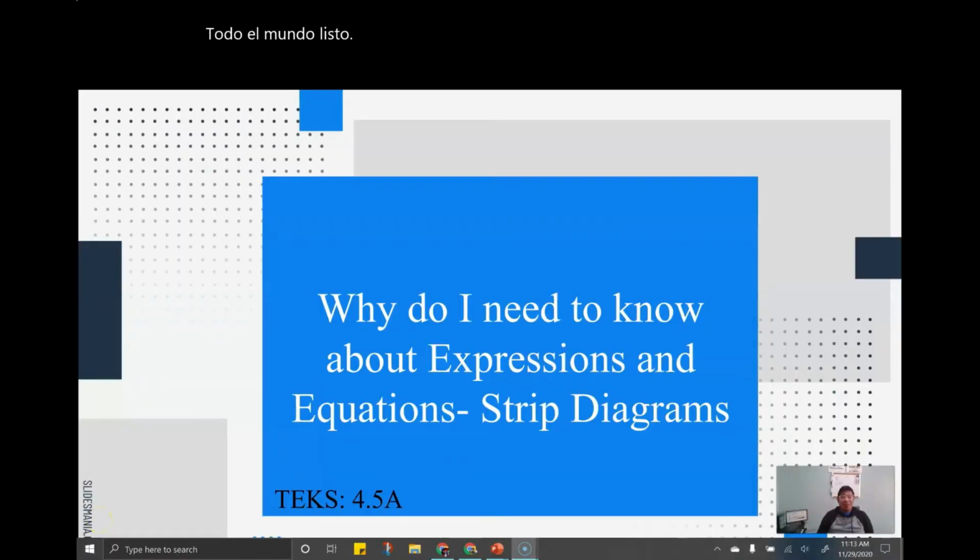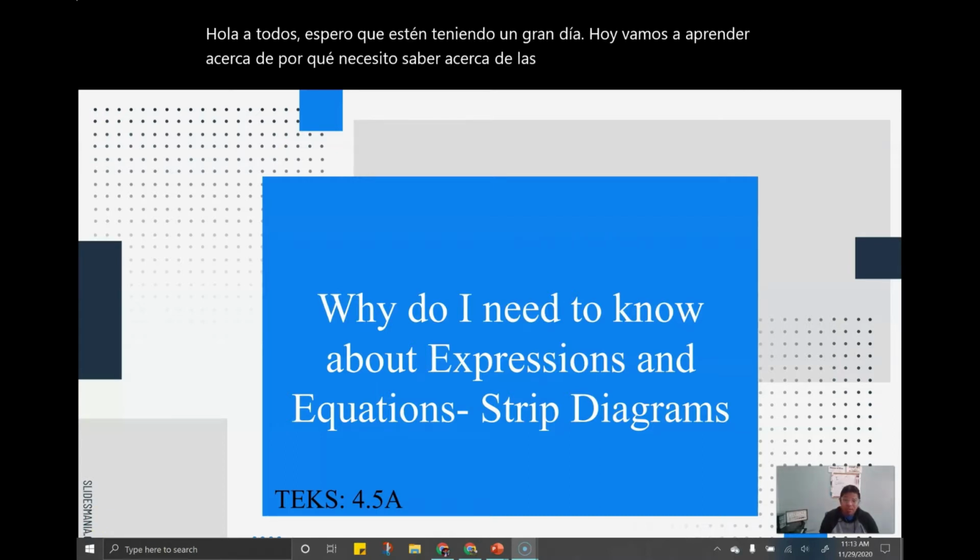Hello everybody, I hope you're having a great day today. Today we're going to be learning about why I need to know about expressions and equations strip diagram. So that's going to be TEK 4.5a.